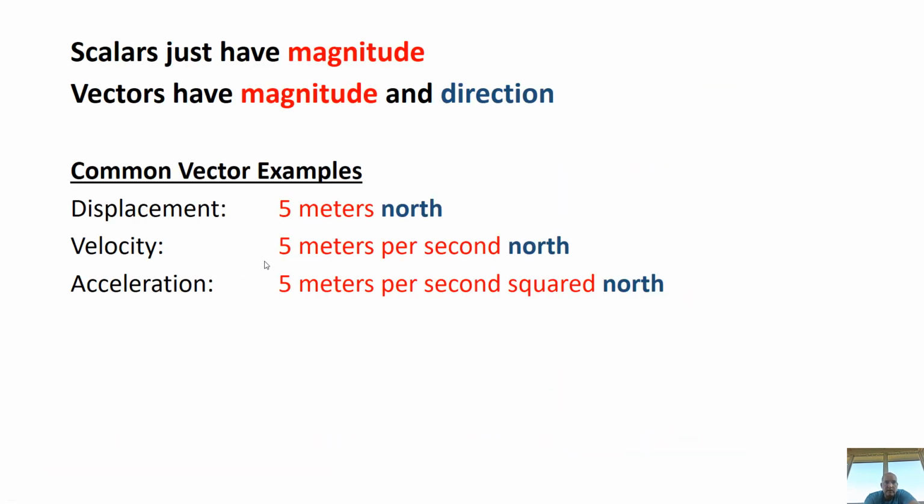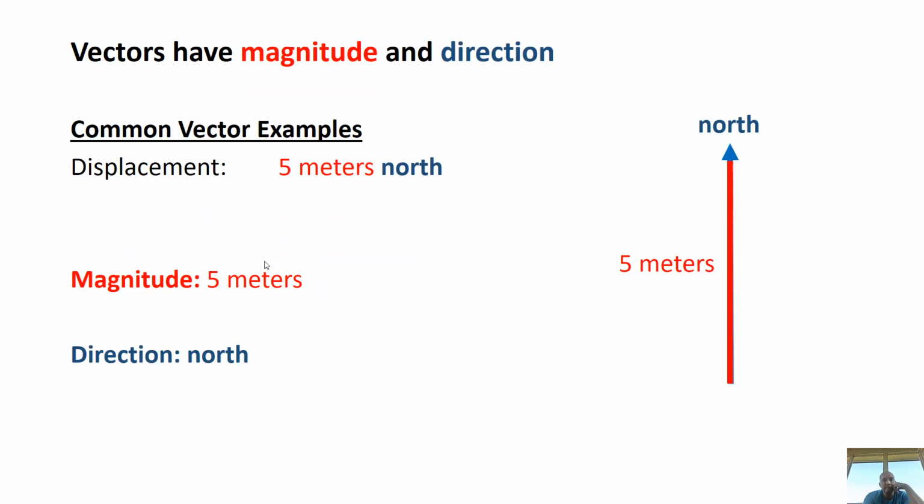Okay, so just a reminder, scalars have a magnitude, which was just a number and a unit, and vectors are going to have a direction on top of it. So here are some common ones. Displacement 5 meters north, velocity 5 meters per second north, acceleration 5 meters per second squared north, but they're all going to have the magnitude and the direction. So we often use arrows to represent the magnitude and direction of a vector, because the size of it is going to be the magnitude, like 5 meters here, whereas the arrow tip is going to tell me what direction it's actually facing.